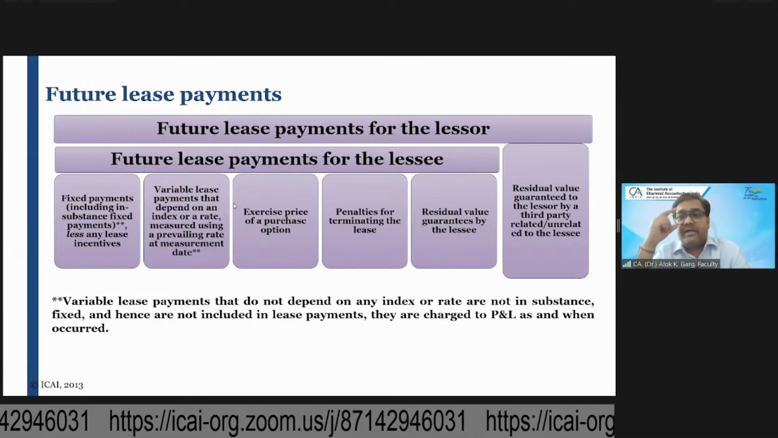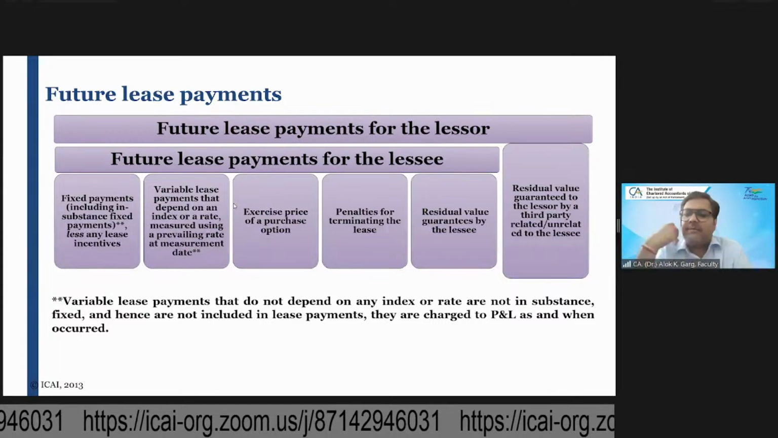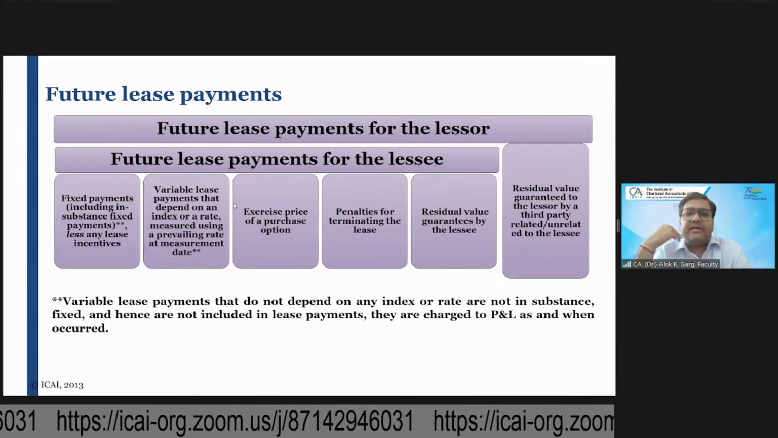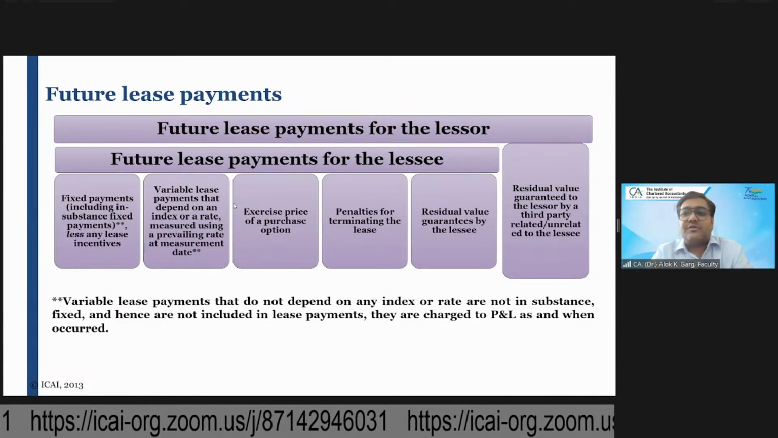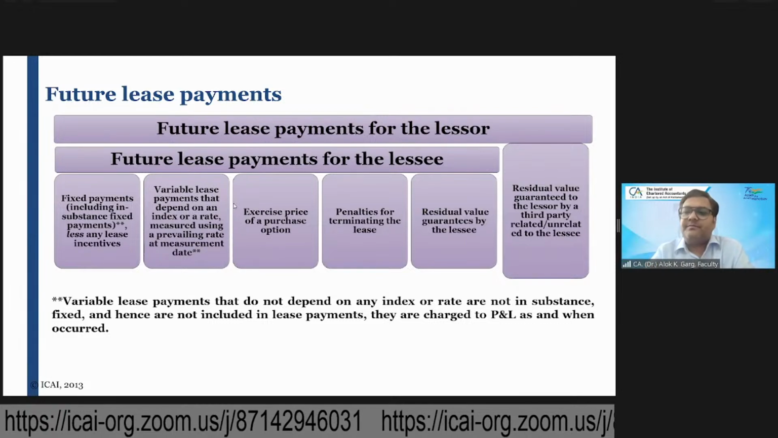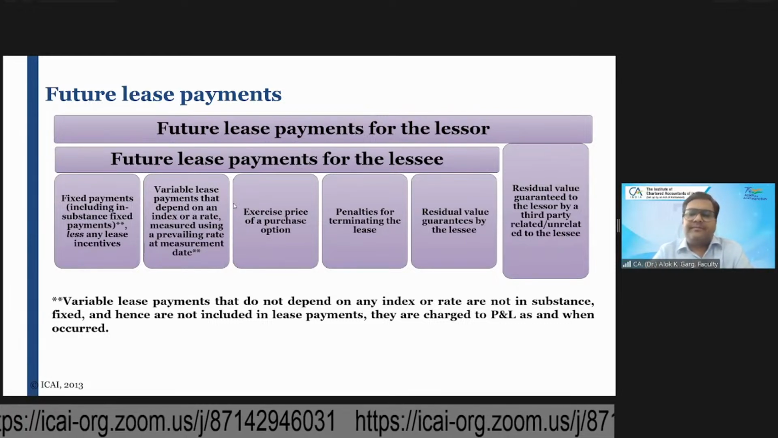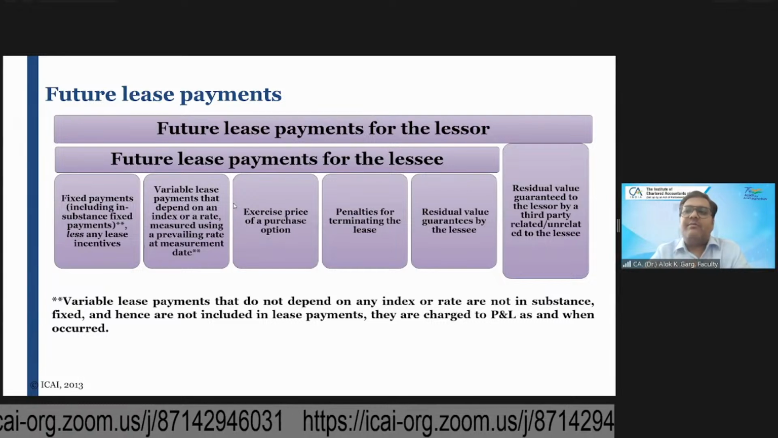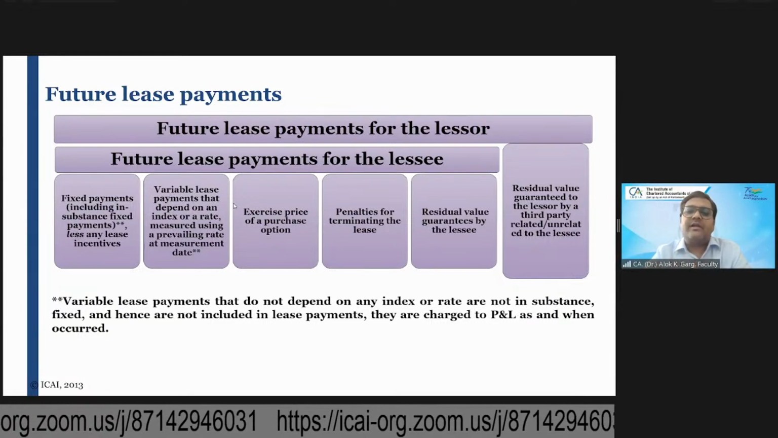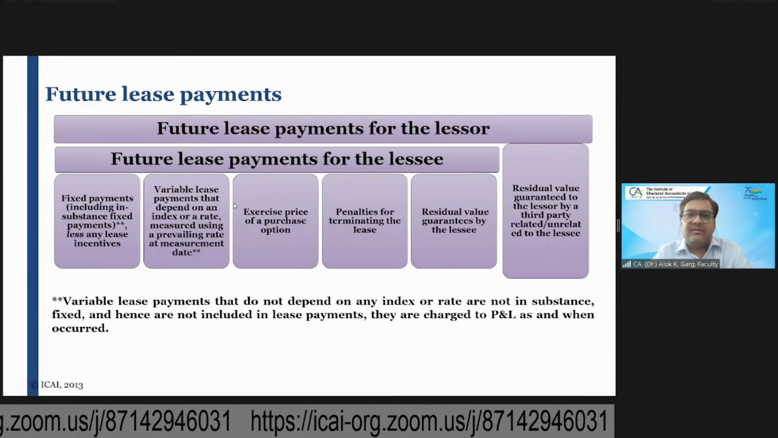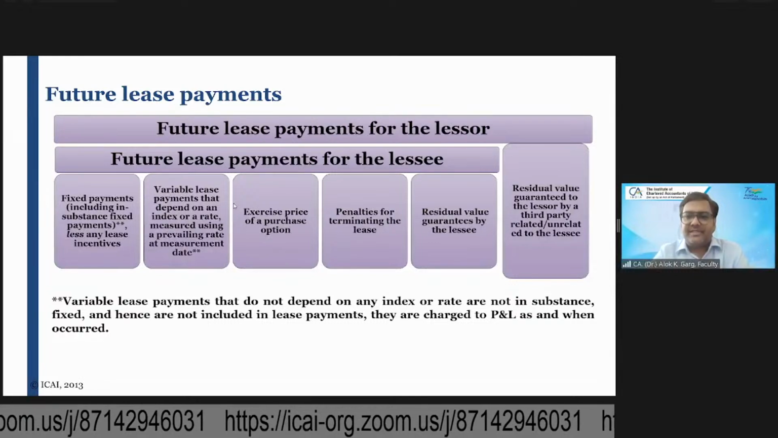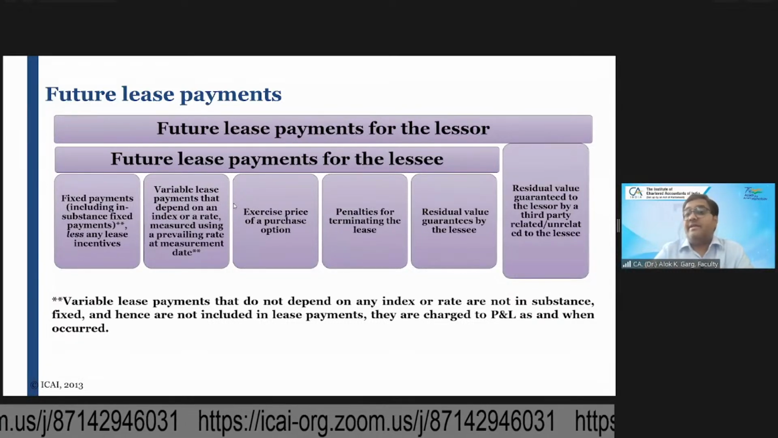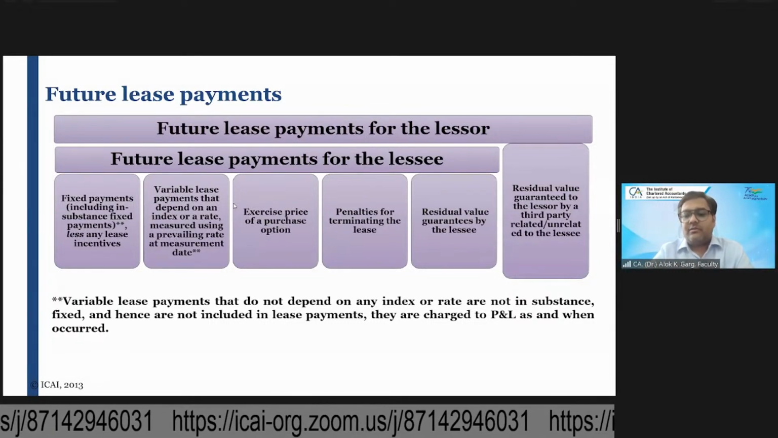The landlord will demand fixed payment. For example, the landlord will say, I'll charge 50,000 rupees lease rental every month. And he'll also say that after every 11 months or after completion of 1 year, I'll escalate the lease rental by 10%. So there is some escalation also, correct?